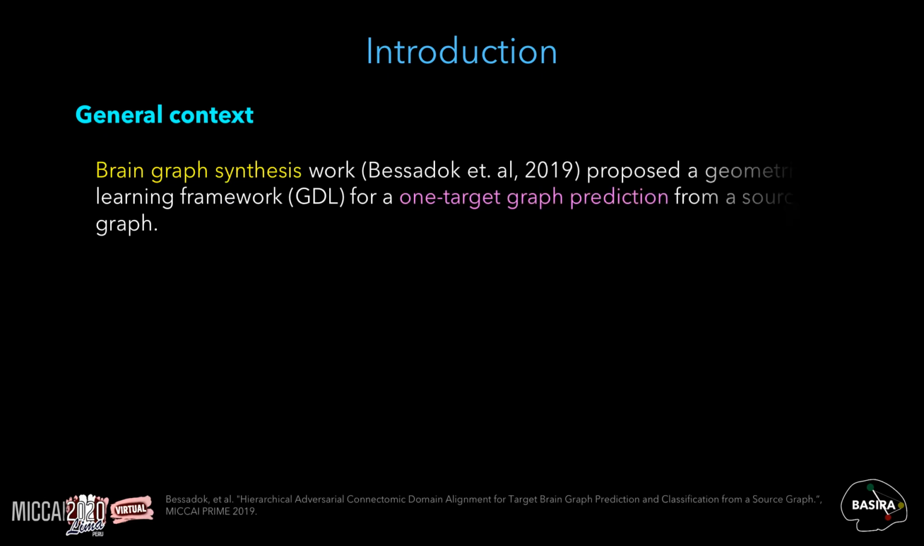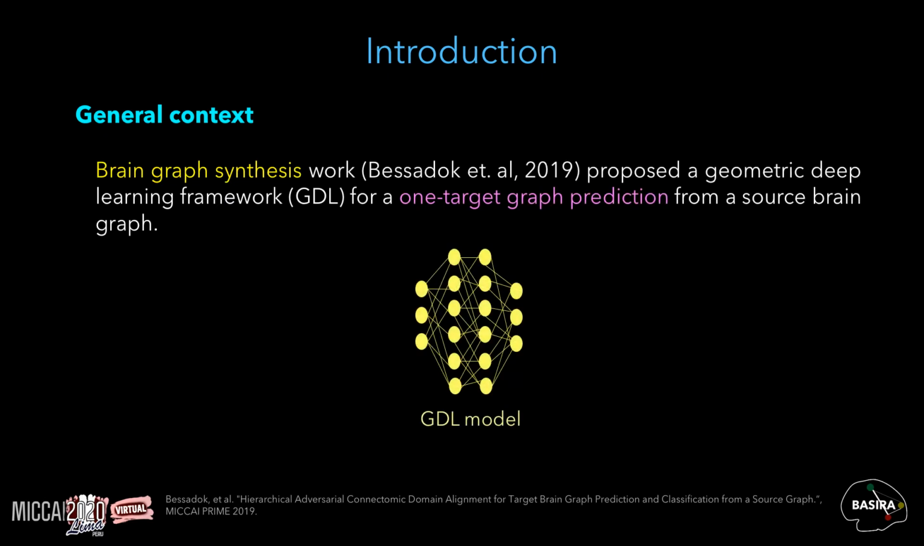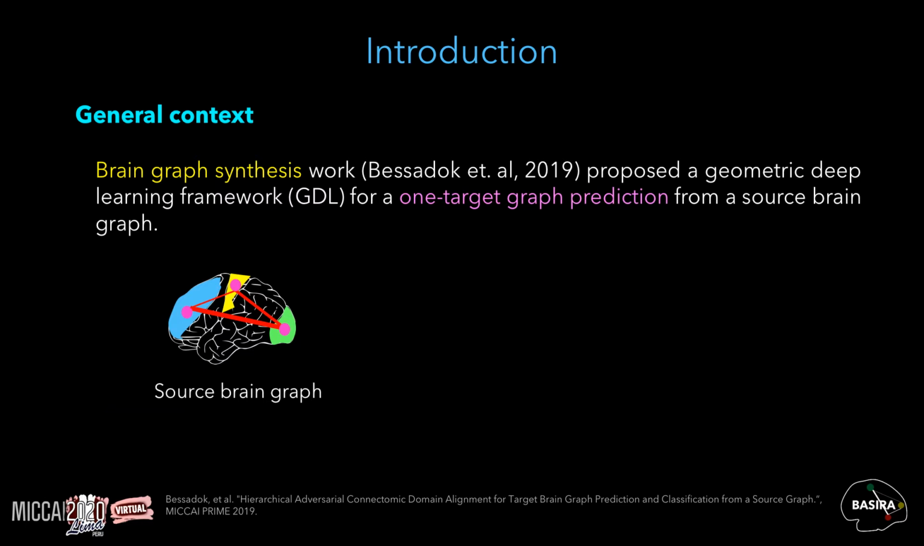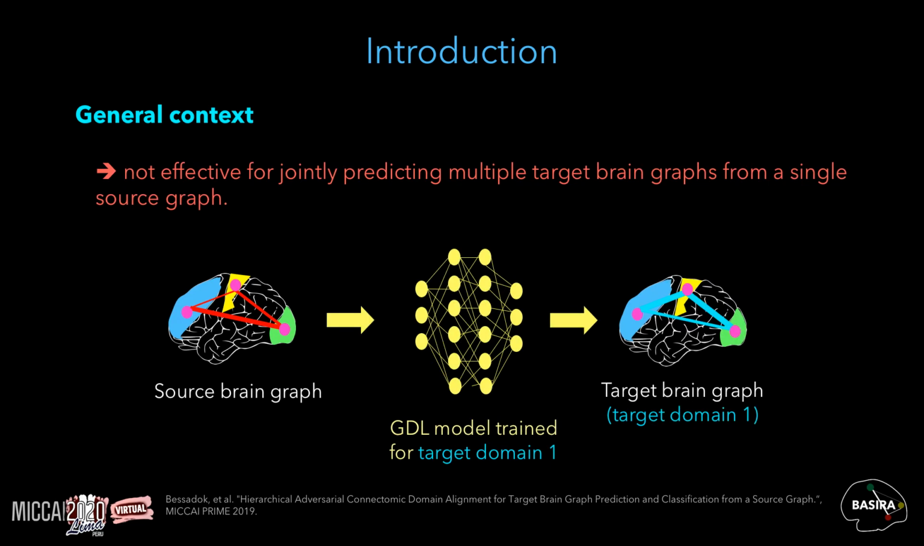To address this issue, a recent brain graph synthesis work proposed a geometric deep learning framework for one target brain graph prediction from a source one, such as predicting a functional brain network from a structural brain network. However, it is not effective for jointly predicting multiple target brain graphs from a single one.